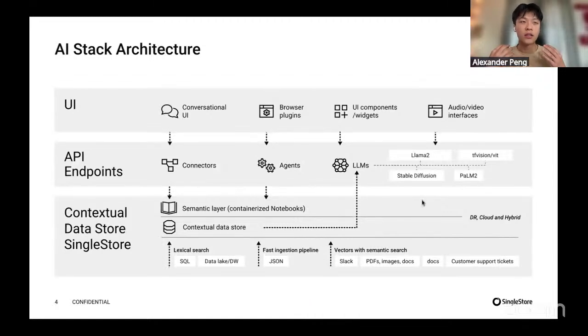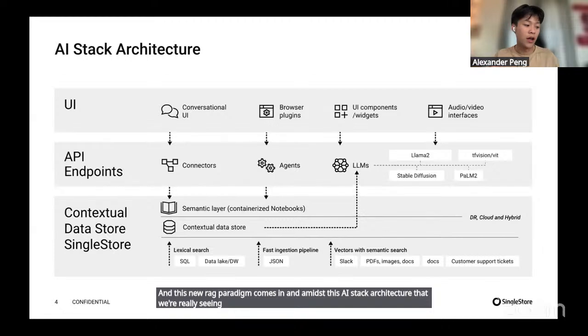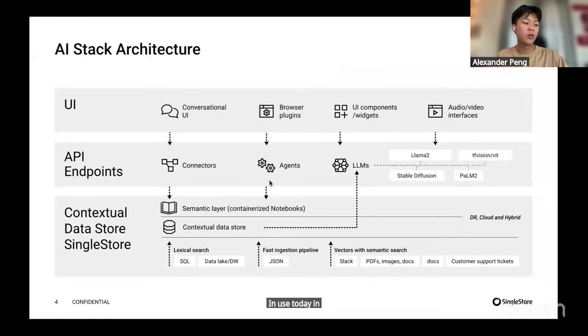And this new RAG paradigm comes in amidst this AI stack architecture that we're really seeing come into use among developers, where you have a UI on top of API endpoints, and then obviously a contextual data store. And we'll see all of these concepts in use today in our demo. It's going to be a very hands-on demo.